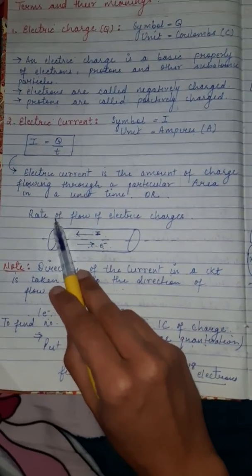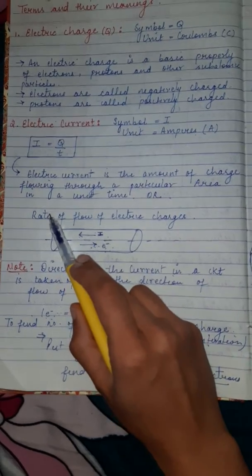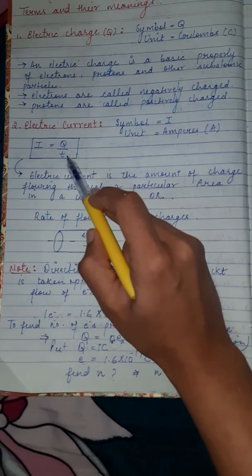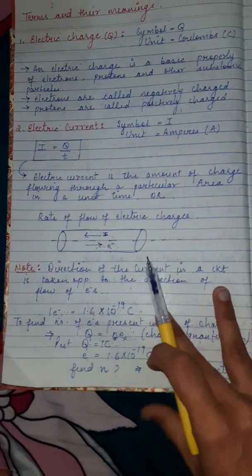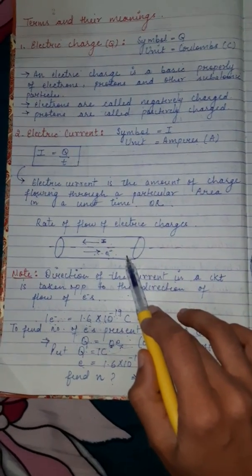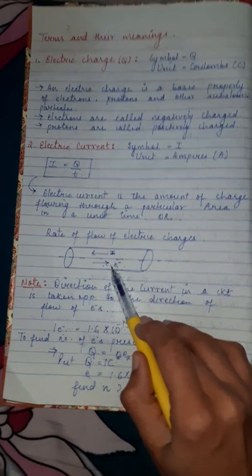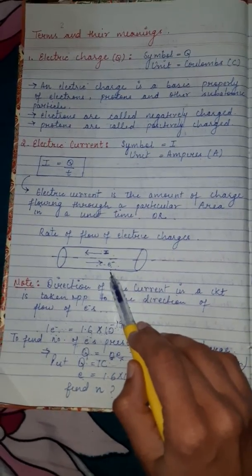We also say that the rate of flow of electric charges constitutes a current. By rate I mean time. So whenever we say a rate of flow, we observe things with time. Alright. So this is a diagram of a conductor shown here. This is the direction of the current and this is the direction of the electrons. So the direction of the current and the electrons are always opposite to each other.